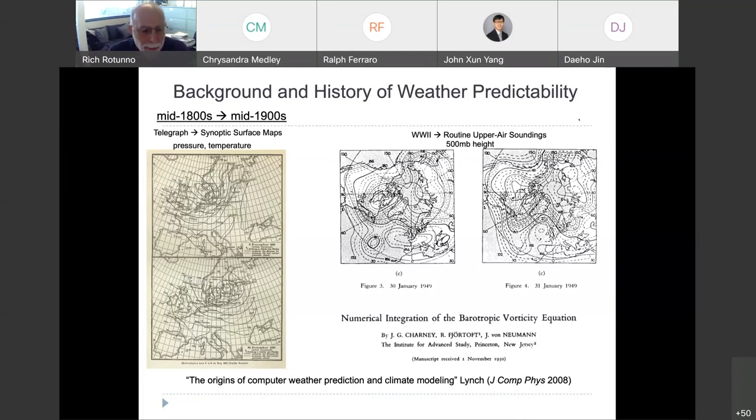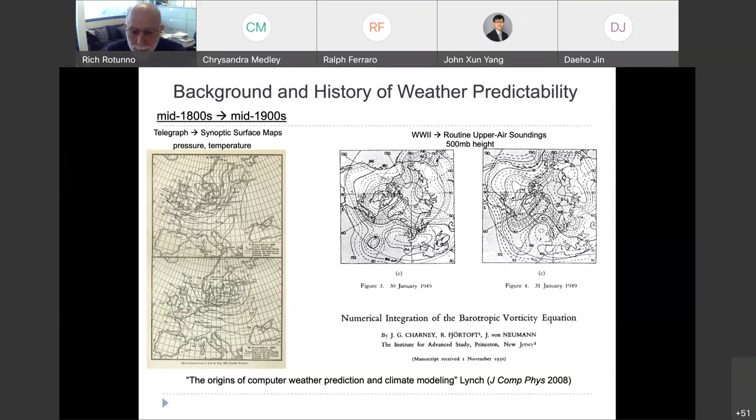So going back to the beginning of weather forecasting, we see here a weather map from 1887. The invention of the telegraph basically allowed the plotting of a synoptic map, synoptic meaning constant in time. So you could get various pressure and temperature information at various stations and then track the progression over time. This pretty much worked for about a century, until mid-century.